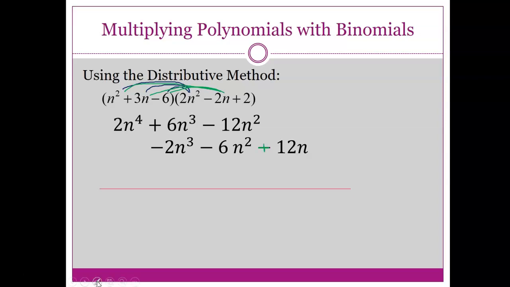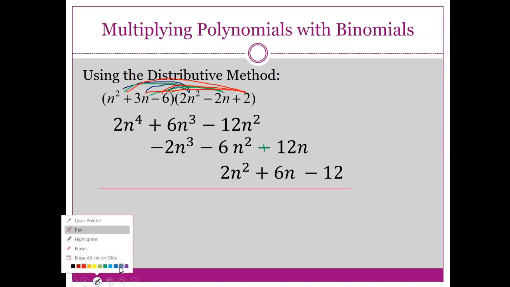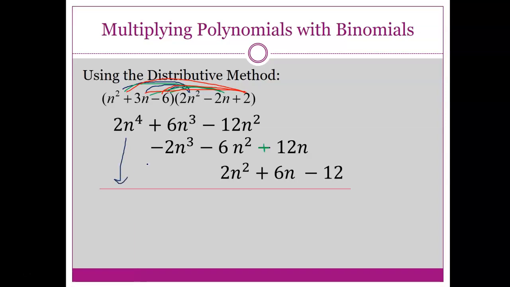Okay, now we're going to do it one more time. We're going to take positive 2 and multiply it to the first, middle, and last. So that gives you 2n squared plus 6n minus 12. And then we're going to add these terms together. So you get 2n to the fourth, 4n cubed, negative 18 plus 2 is negative 16, positive 12 and positive 6 is 18, and negative 12.